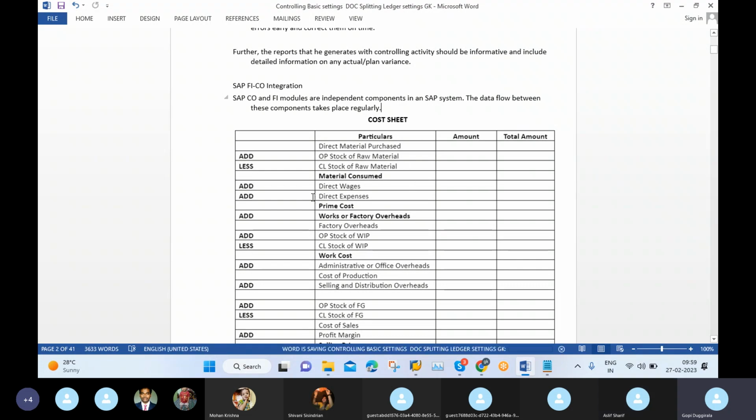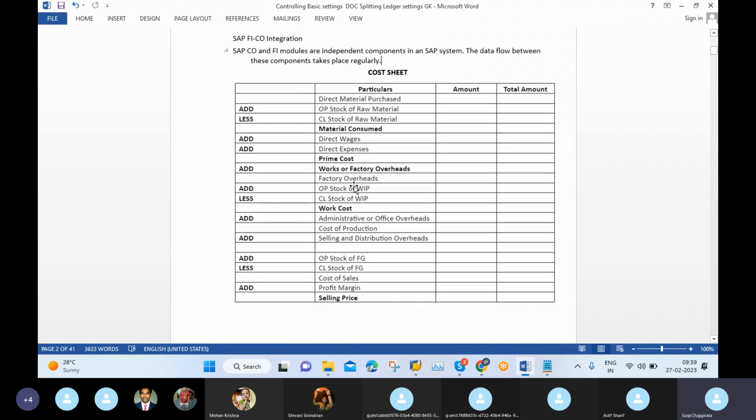So this sheet represents the cost. For example, our selling price is something, and within this selling price, how much cost is incurred? Basically, a cost sheet explains the prime cost, work cost, and selling and distribution cost. Finally, we get the selling price. Am I correct or not?